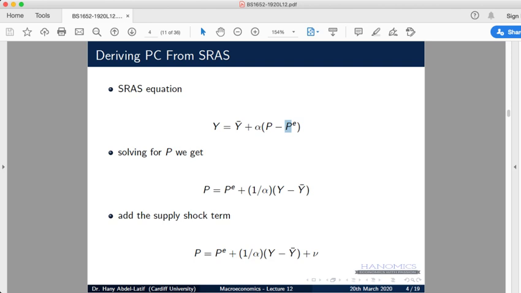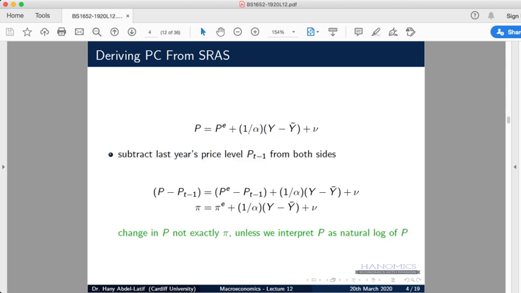because we want to derive a relationship between prices, or inflation, or changes in prices, and the unemployment rate. So that's why we try to solve this for the price level, and then from here we added the supply shock term, and after that we just subtract last year's prices, P_t minus 1, from both sides. By the way, this is the same equation as in the previous slide. I just want to put it in the new slide to make it easy for you to follow how we move from this one to this one.